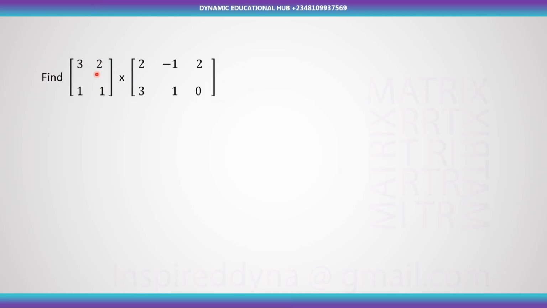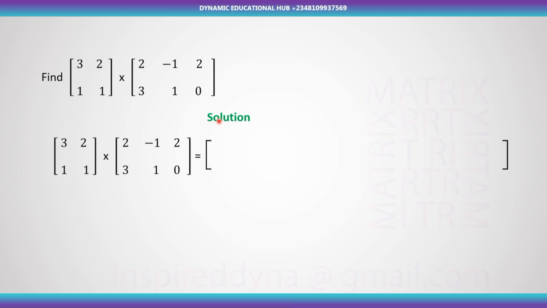The column of this one is 2, and the row of this one is 2 as well. So which means we can multiply these two matrices together. This one coming first, this one coming next. Now let's look at the solution. We have our question. This is our question. Now let's solve it.